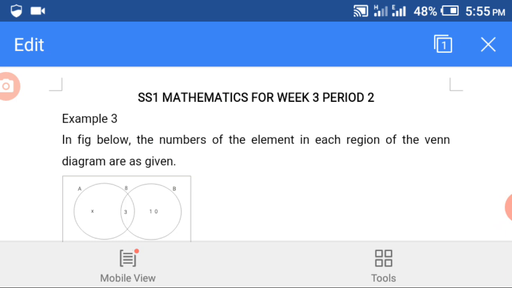Last time we met, we solved about 2 examples on Venn diagrams and problem solving. So inshallah today we want to move on to the third example.